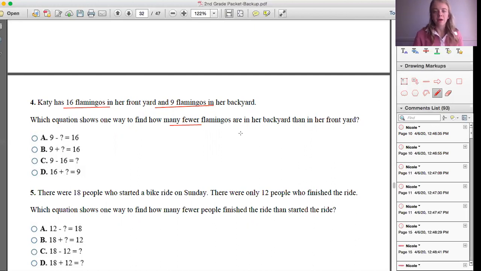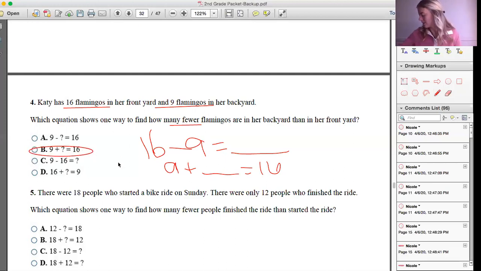So if I were to write originally 16 minus 9 equals blank, how could I rearrange that? Because I don't see that answer here, do you? If I wanted to rearrange that, I would say 9 plus blank equals 16.